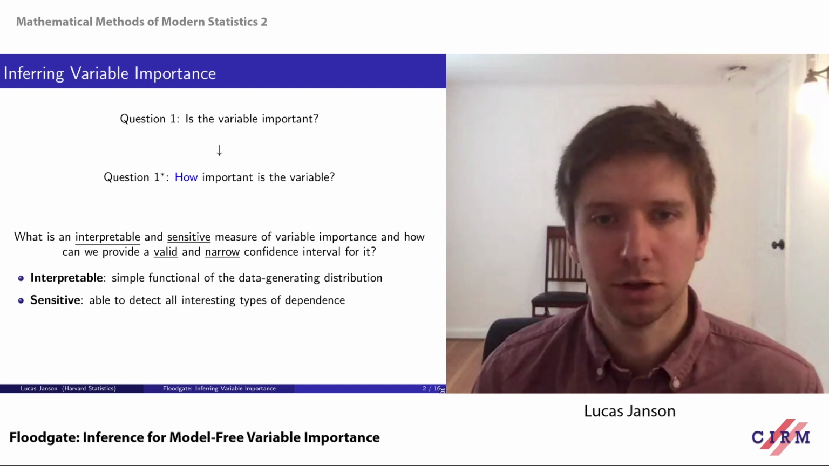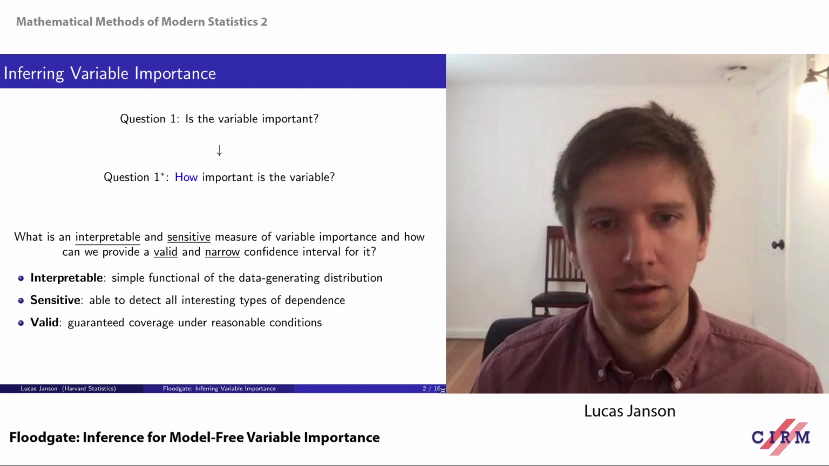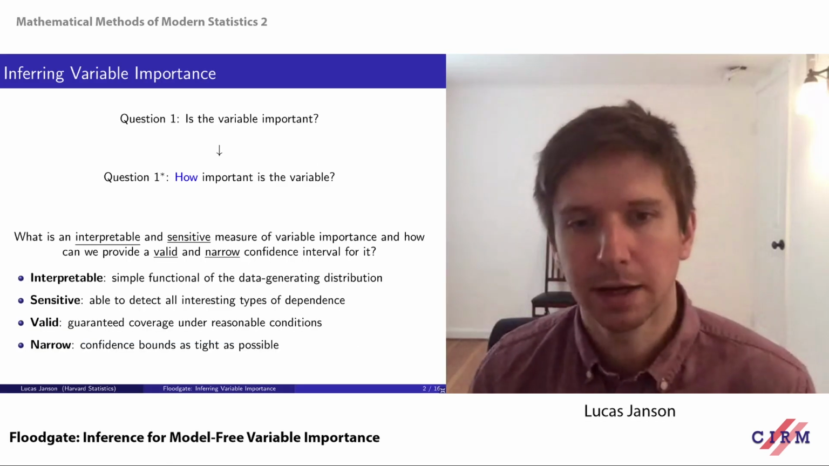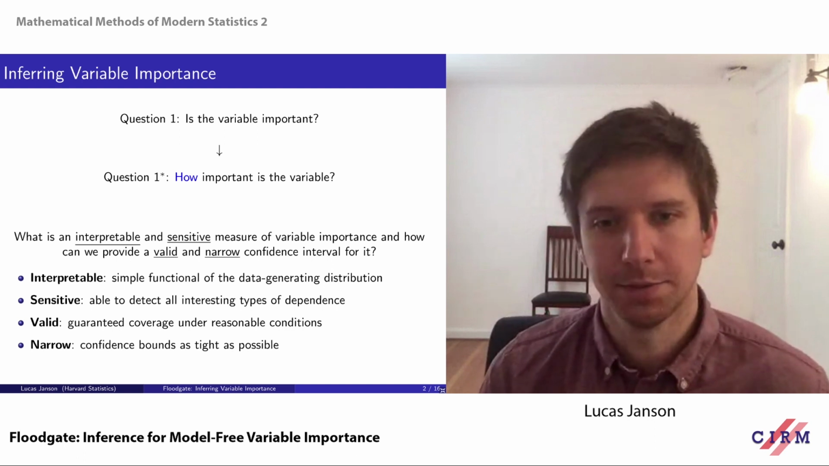And then the inference should, of course, be valid. By valid, I just mean you have guaranteed coverage under some reasonable conditions, and we'd like it to be as narrow as possible. Of course, there's going to be some trade-off between the assumptions we have to make for validity and the assumptions we need to make to get narrow confidence regions. But under as few assumptions as possible, we'd like to get as tight confidence bounds as possible.